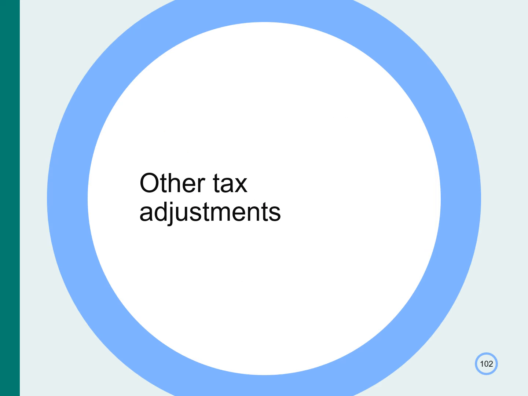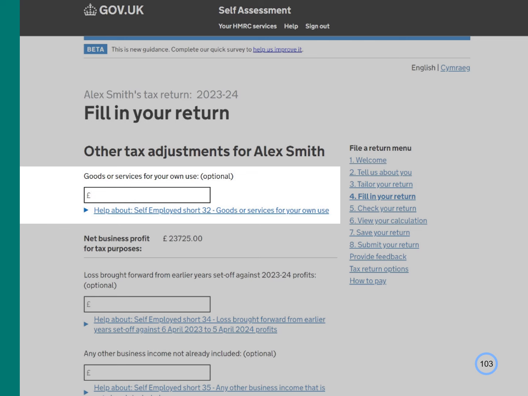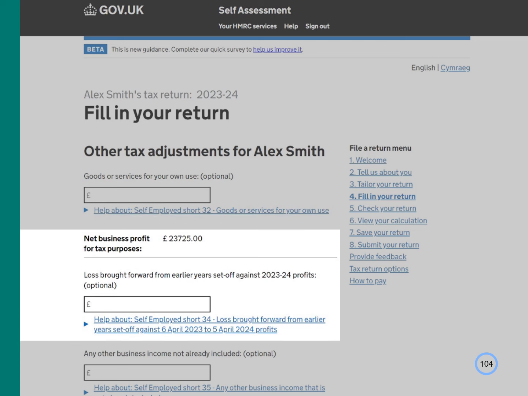On the Other Tax Adjustments page, enter here the value of any stock or goods you've had for your own use. If you included any disallowable expenses earlier, also include them here. If you have a net business profit for tax purposes, you must enter here any earlier year's losses from this business that you have not yet used. You cannot enter an amount that is higher than your net business profit for tax purposes in this year.